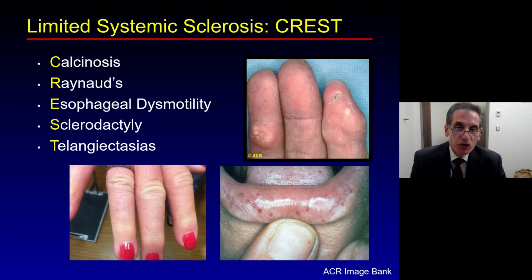Limited systemic sclerosis is what you see when skin thickening is typically below the arms, past the elbows, or below the knees. CREST is one feature of this, where people can have a variety of findings such as calcinosis, telangiectasias, sclerodactyly, which is thickening of the fingers. They can also have esophageal dysmotility and Raynaud's.